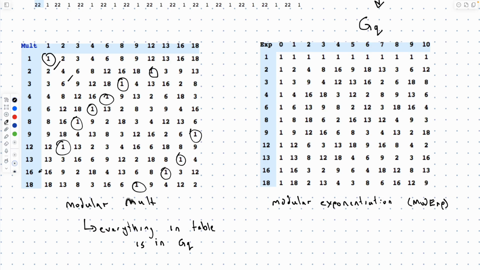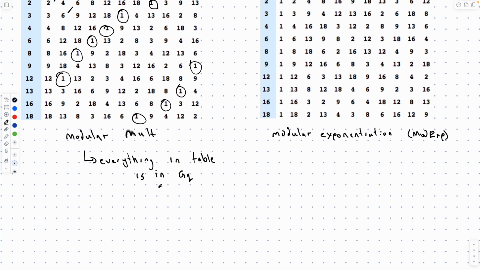So we say that this group is closed under multiplication. Closed meaning you'll never leave it. So you'll never see a number that's not in GQ. As long as you start with numbers that are in GQ, the only thing you do with it is a multiplication or an exponentiation, which is a multiplication by itself, then you will always end up with a number in GQ. So you'll never leave it. Everything in the table is in GQ, so that means it's closed under multiplication.